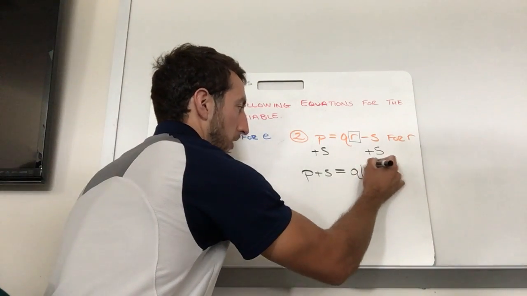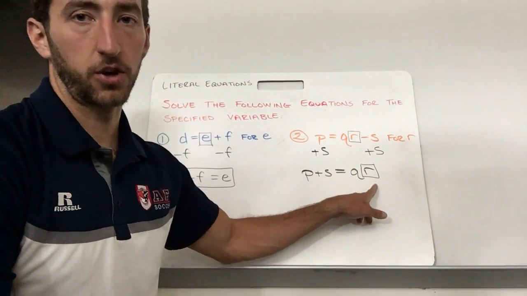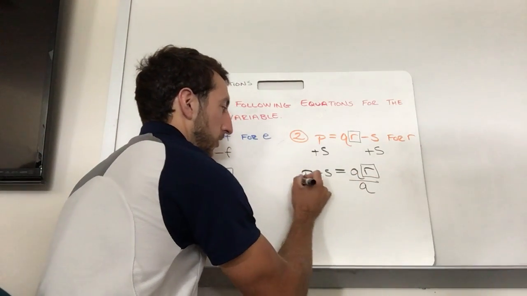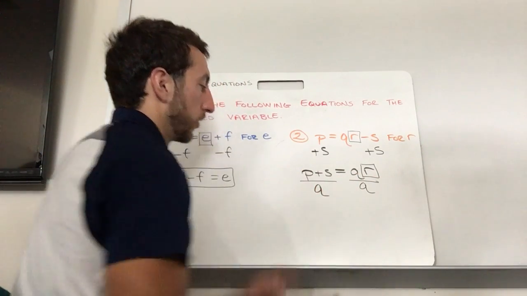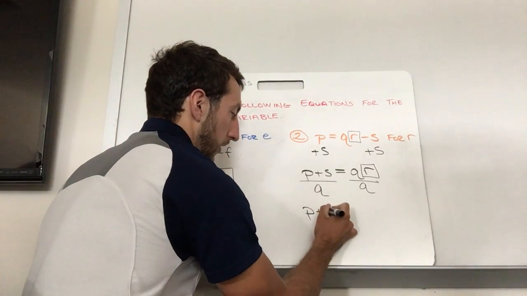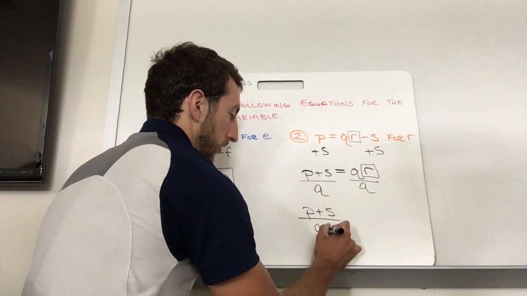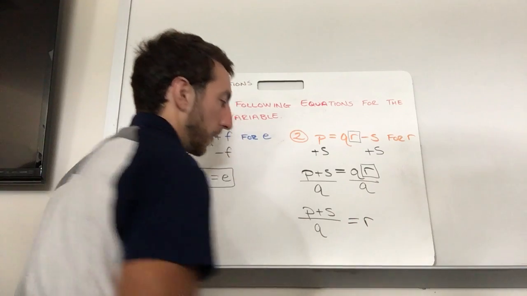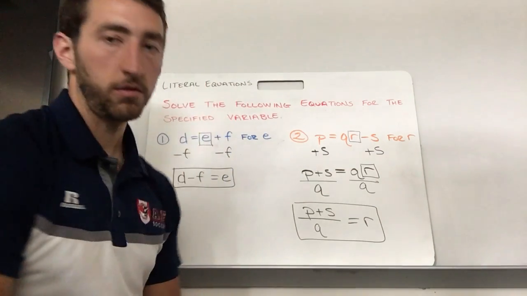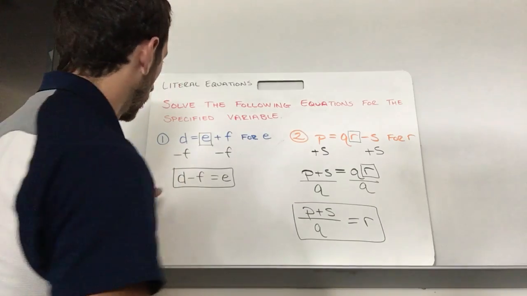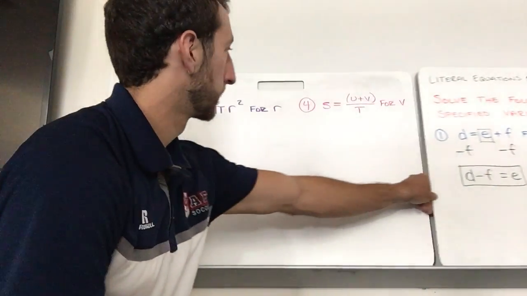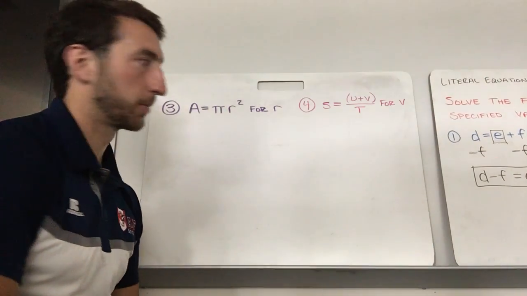So I'm going to box in my R. I know this is Q times R, so in order to get rid of multiplication, we do division. So I divide both sides by Q. Remember, I want to divide both of those things by Q. So our final answer should be P plus S divided by Q equals R. So that is our final answer for that one. Okay, so we're going to do two more examples. They're going to get a little bit more complicated as we go through here.